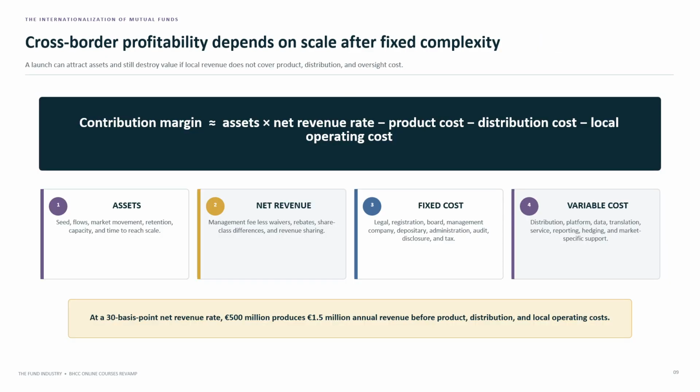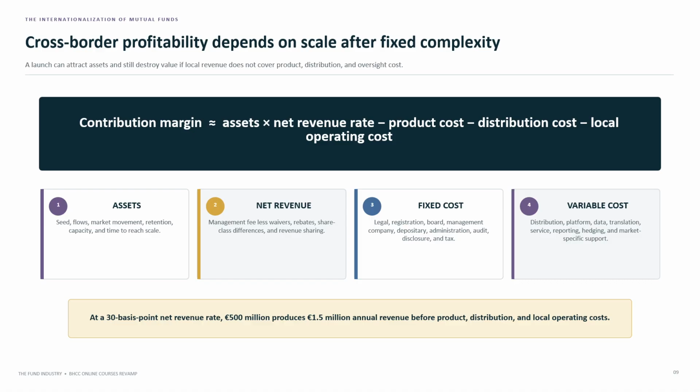Cross-border profitability depends on scale after fixed complexity. The simplified contribution margin equation is assets multiplied by the net revenue rate minus product cost, distribution cost, and local operating cost. Start with assets. The model needs realistic assumptions for seed capital, flows, market movement, retention, capacity, and the time required to reach scale. A heroic asset ramp can make almost any launch look attractive. That is why it is heroic.